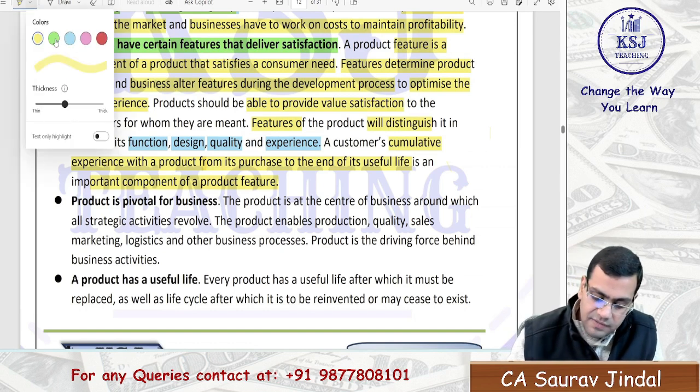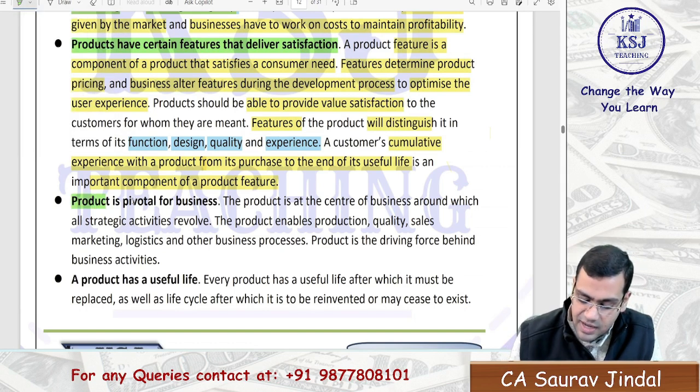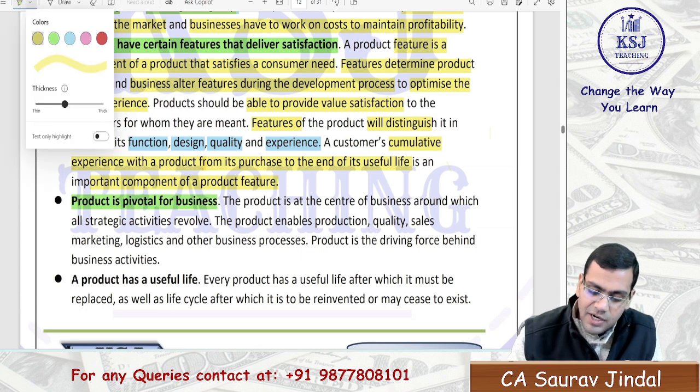So obviously, sir, without a product, you are having the machinery, you are having the manpower, you are having everything, but you don't know what to make.